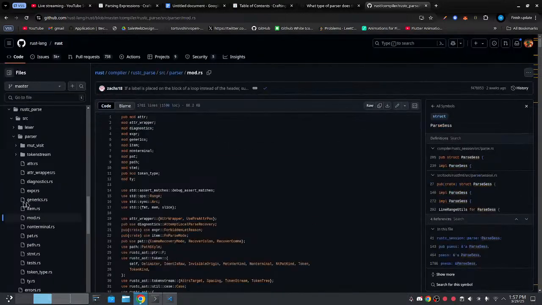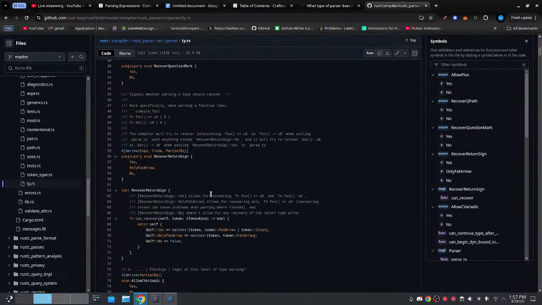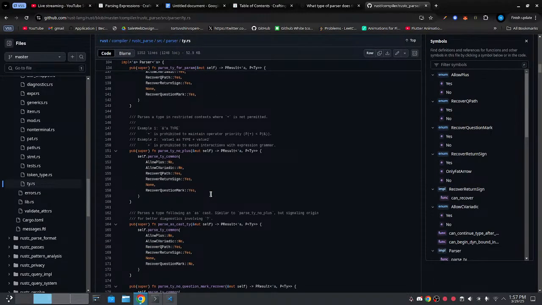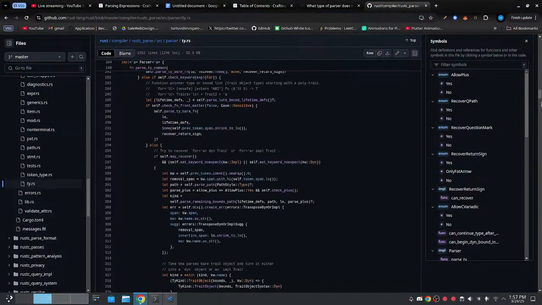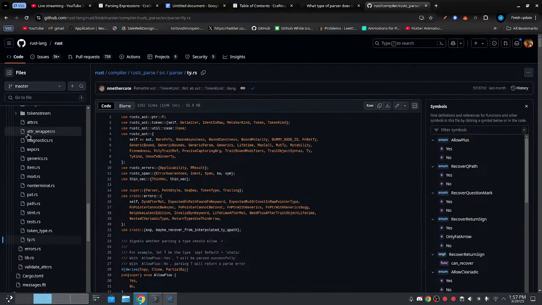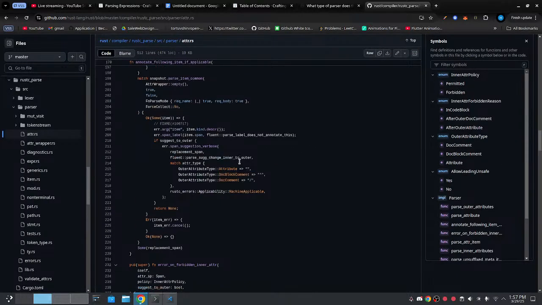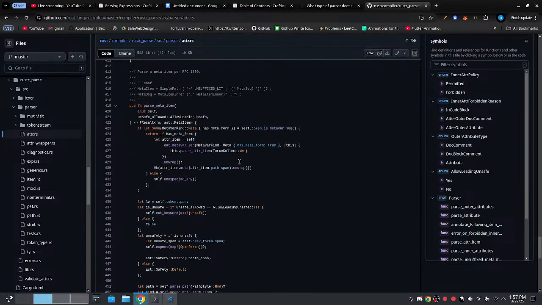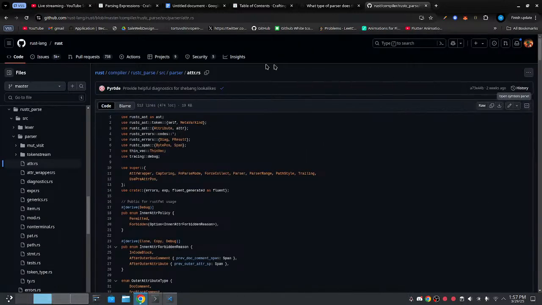Okay, this is somewhat lengthy. TY, I don't know what TY is. Okay, this is tests only. So this is all the things inside the parser. This would be interesting to see.